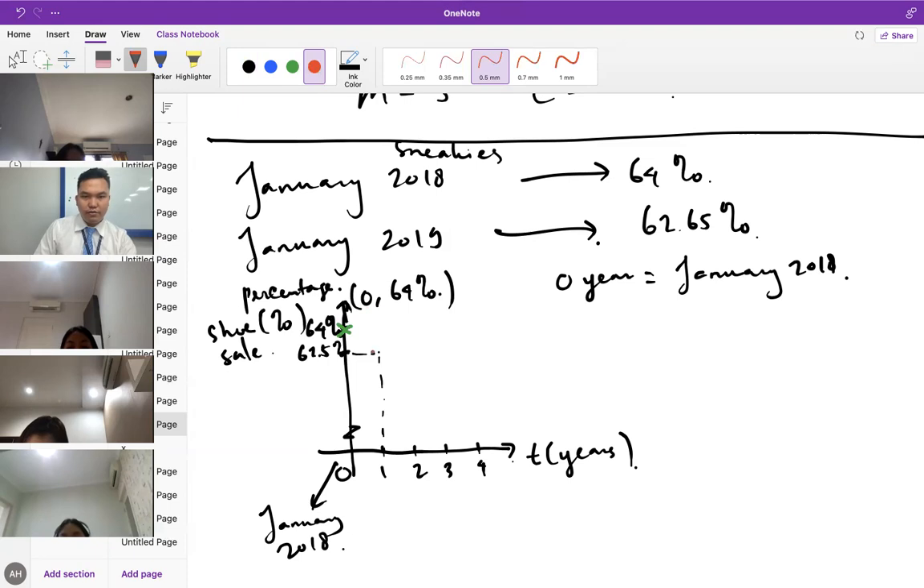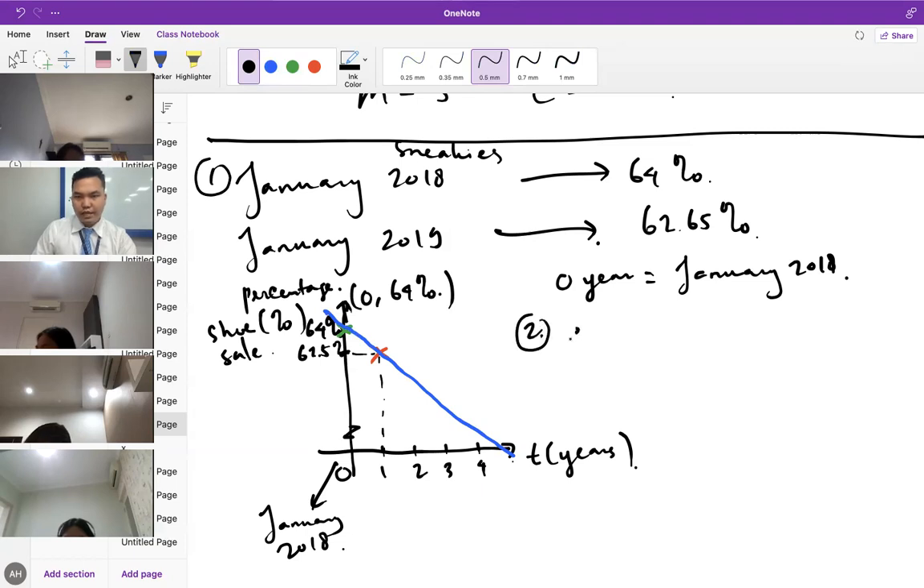And then I will do this. And then I will connect them with a blue line. This is your equation of line. Now, if we know that, then we can say that the y-intercept, C, or y-intercept, is equal to 64%, or basically just 64.